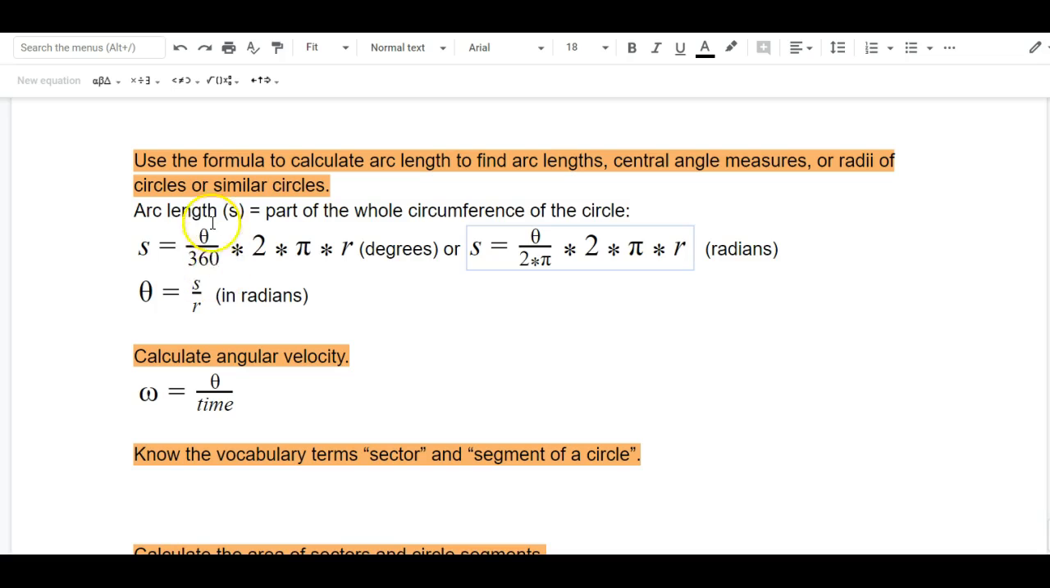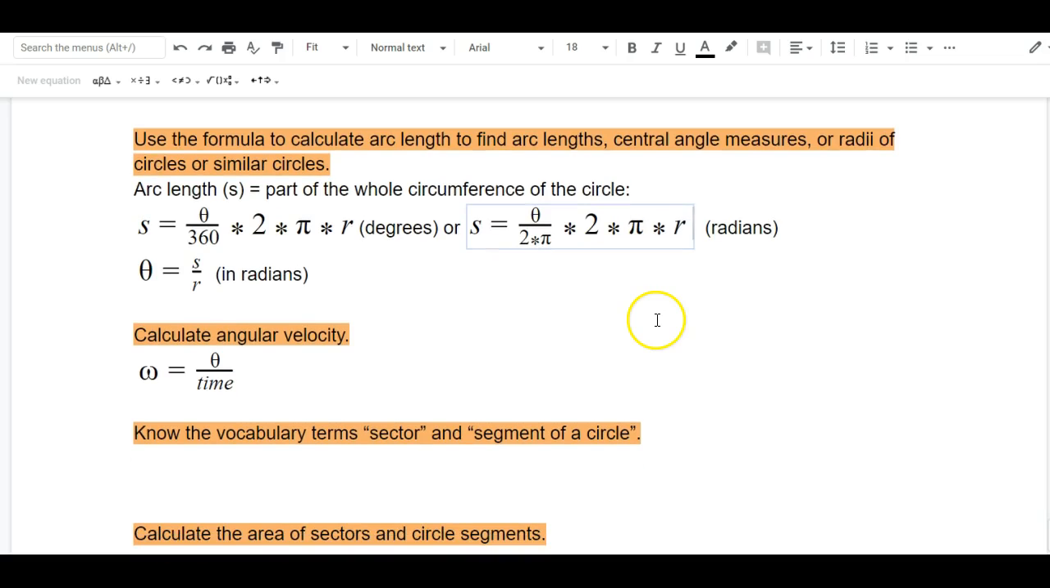The only difference is in the fraction here, where we describe the part. Remember that if we're measuring in degrees, then we put the degrees over 360. If we're measuring in radians, we put the radians over 2 pi, because there are 2 pi radians in an entire circle. And here is a quick formula also for radians. You can know the angle measure, theta, in radians if you just put the arc length over the radius. So if you have that information, you can quickly find theta.